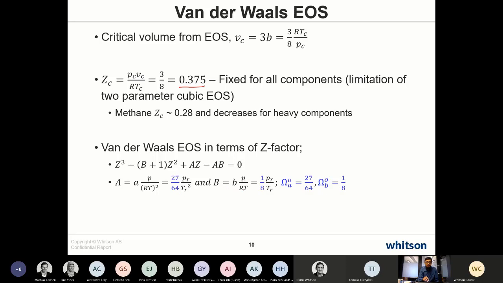And same goes for capital B. Now it's a function of pressure and temperature, and also the small b. And these numbers here is 27/64. That's a constant number, and this is also a constant number. So this is the omega A and omega B, as we will see later on. So these are generally termed as omega A and omega B, and these are constants for all the components in a cubic equation of state model. And the values of these constants will vary from one equation of state model to another.